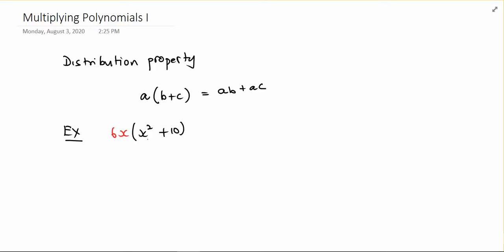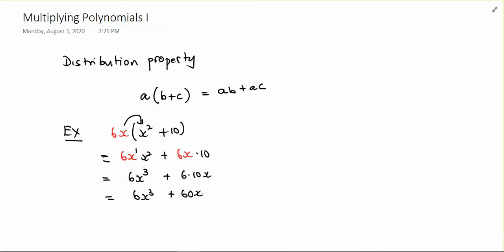A monomial times a binomial, right? So using the distribution property, this becomes 6x, so I'm doing this super slow, times x squared plus 6x times 10. And now you can use the fact that when you multiply, you add exponents, which we learned in the last few videos. And also we can use the commutative property to move things around, and we get ourselves 6x cubed plus 60x, and that's the end of it.